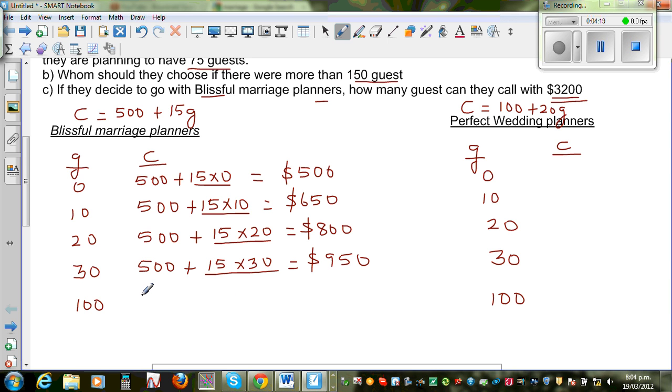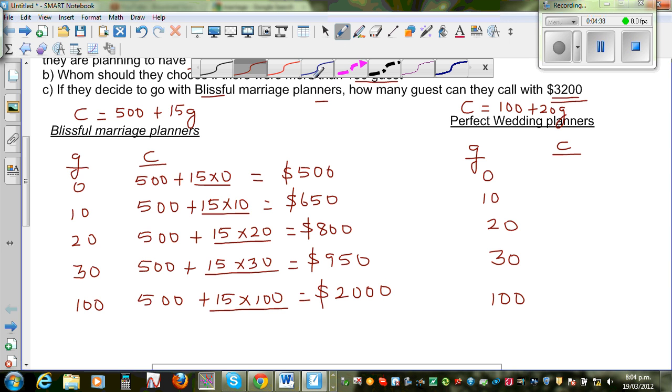And finally, for 100, it is 500 plus 15 times 100. So this is 1,500, and so this would be 1,500 plus 500, which is 2,000.